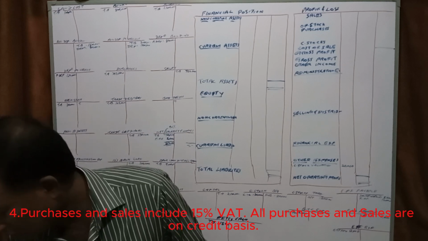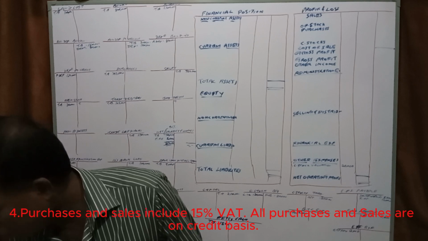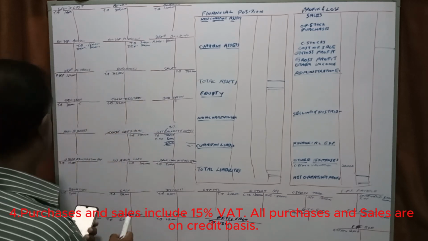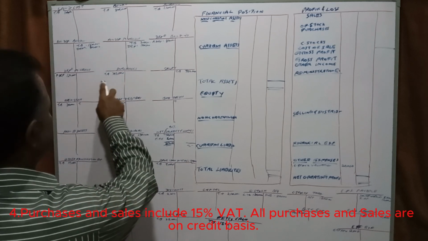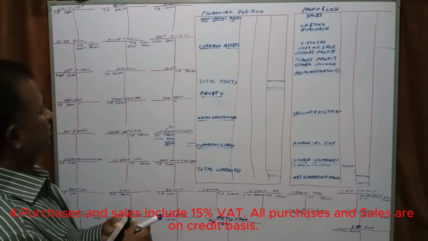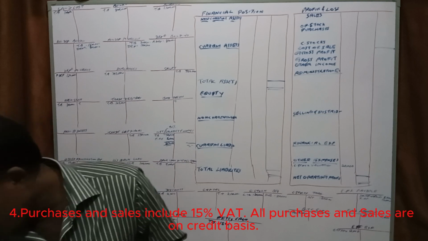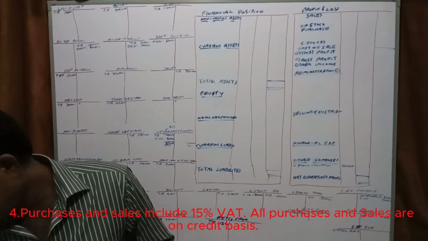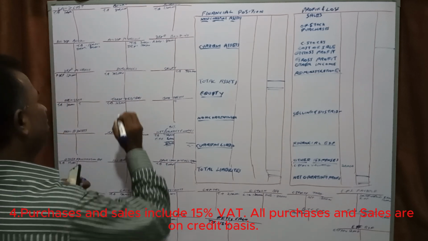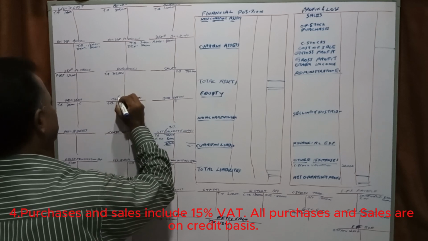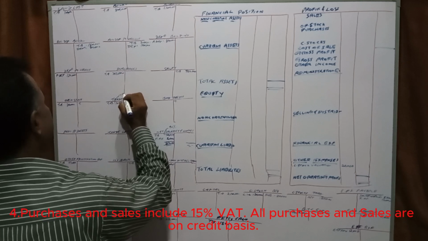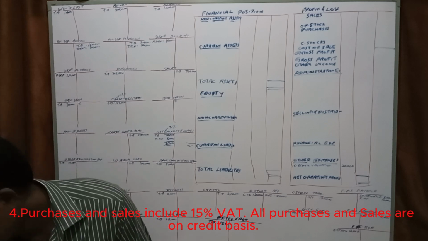And fourth, purchases and sales include 15% VAT. All purchases and sales are on credit basis. Here they say sales 920,000 and purchases 345,000, right? All the purchases and sales include 15% VAT. Includes means this is the gross, 115%, right? 15% VAT.